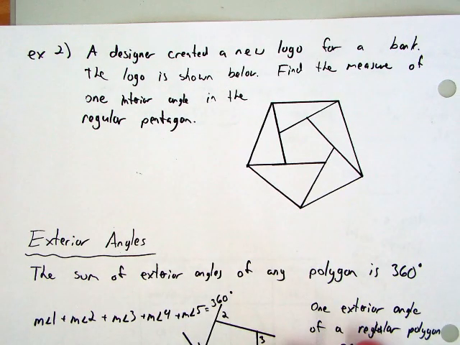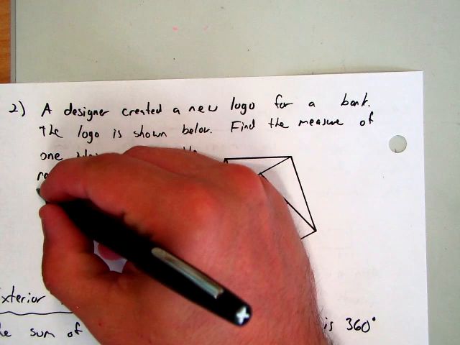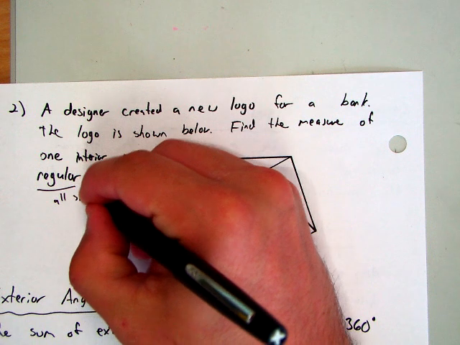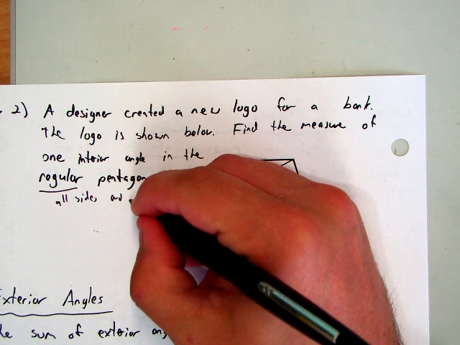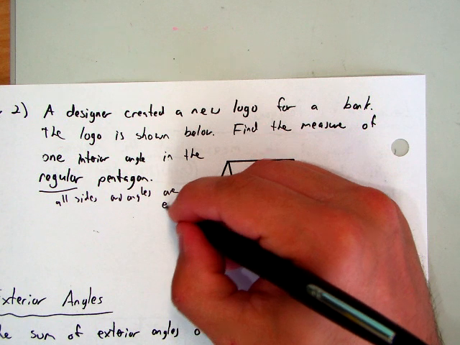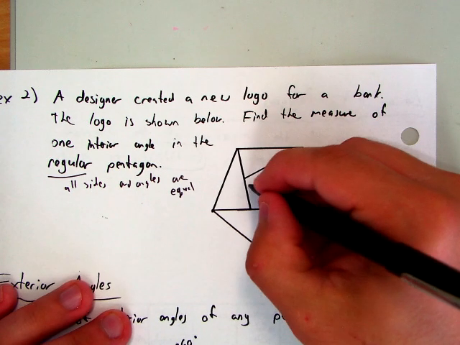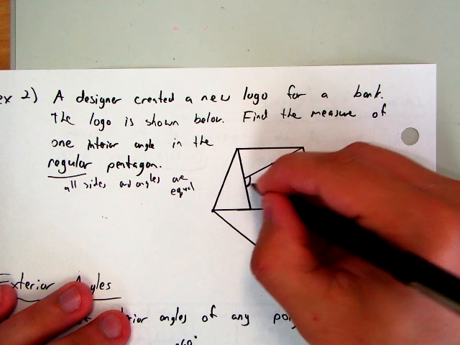Let's look at example 2 now. A designer created a new logo for a bank. The logo is shown below. Find the measure of one interior angle in the regular pentagon. Regular means all sides and angles are equal, which means I'm only looking for one of these.